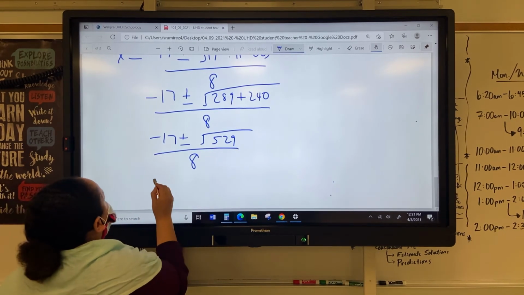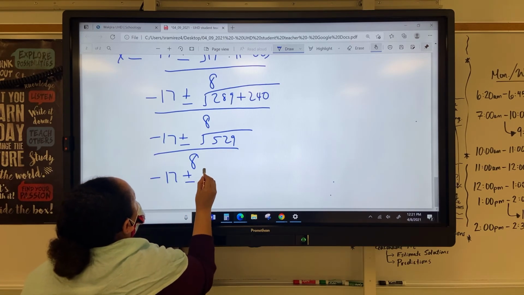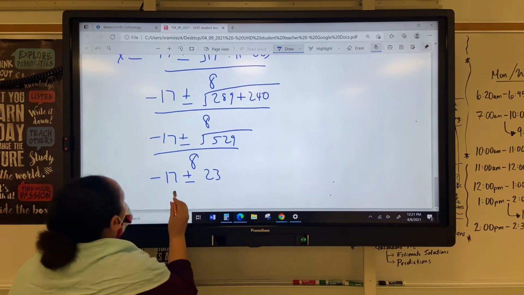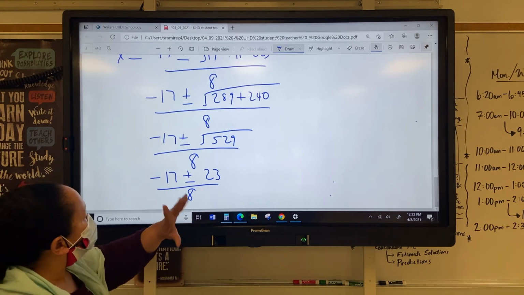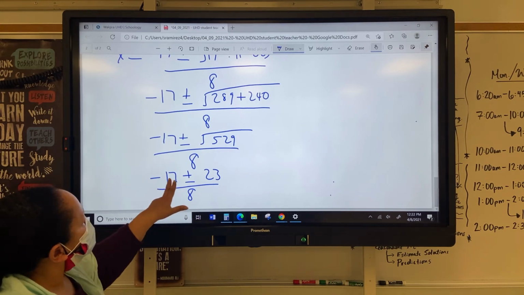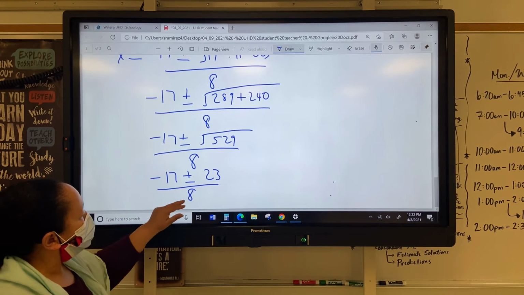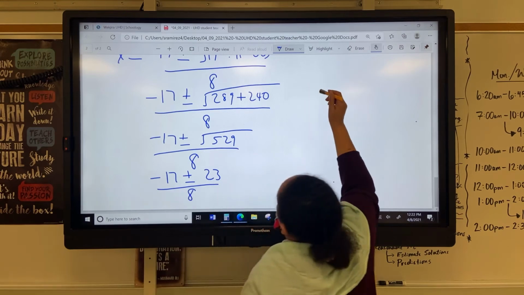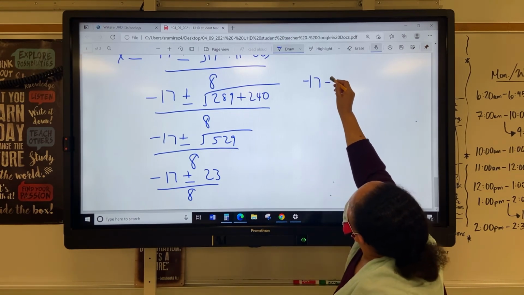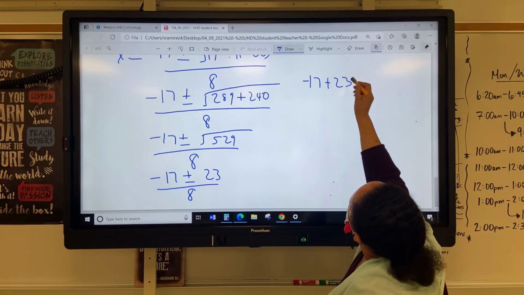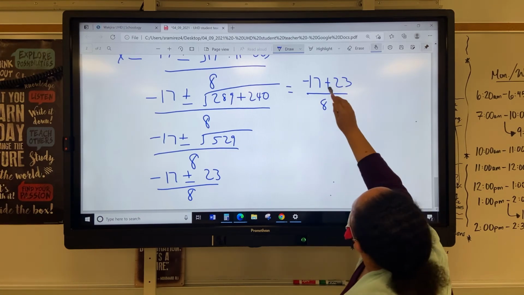You do it in the calculator, so minus 17 plus or minus 23. When we take that out from the square root, then over 8. Now it is simple, we have two solutions: minus 17 plus 23 and minus 17 minus 23, over 8. We're doing over here minus 17 plus 23 over 8. That's going to be one solution here.